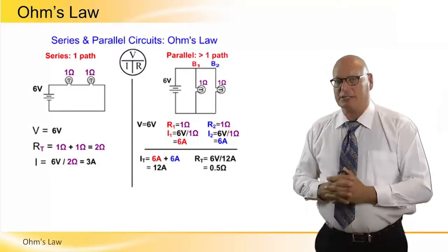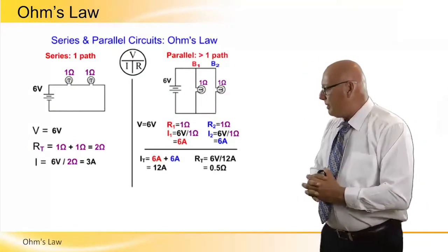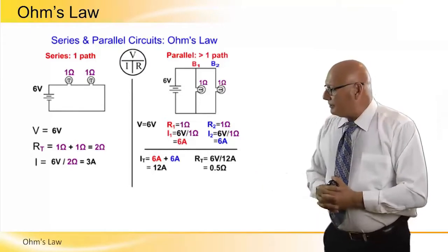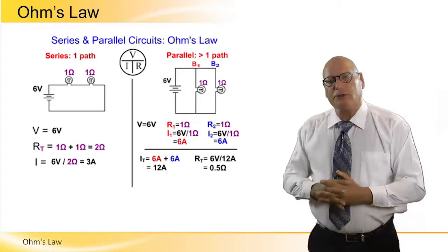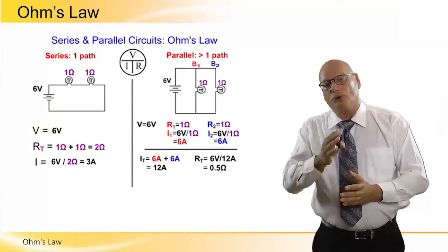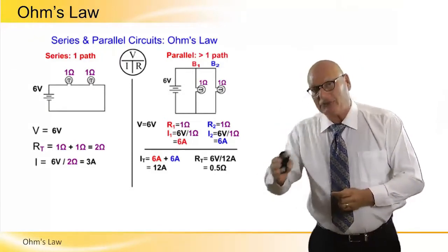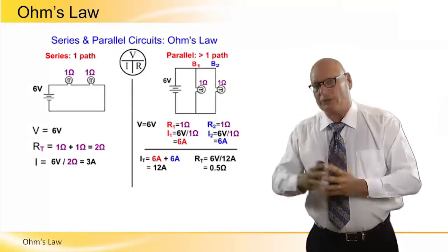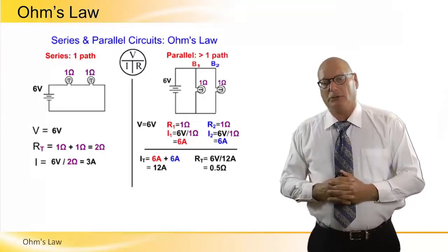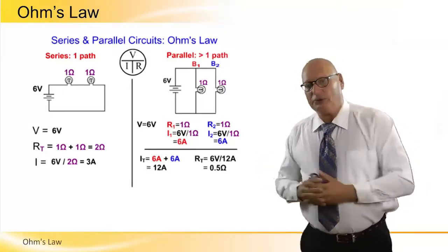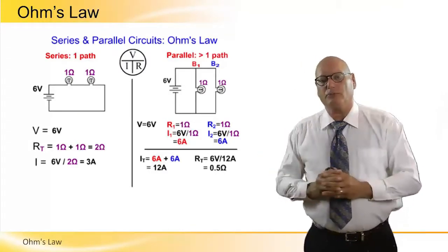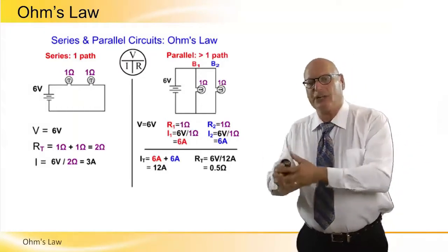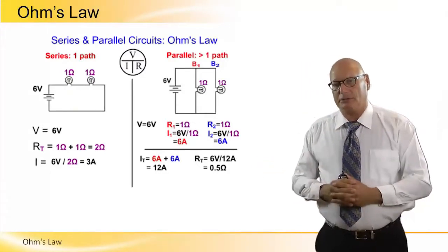And here is another example. On the left-hand side, we have one series, one path. A 6 volt battery goes through 2 resistors, 1 ohm each. So V equals 6 volts, RT equals 1 plus 1 equals 2 ohms. So the current is 6 divided by 2, equals 3 amps.